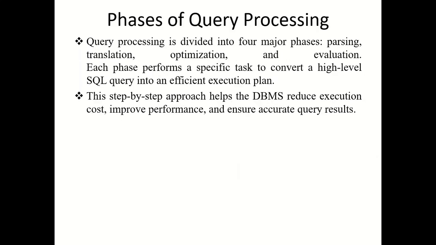So next is the path of query processing. Query processing is divided into four major phases. First one is parsing, second one is translation, third one is optimization, fourth one is evaluation. This path performs the conversion of a high-level query into an efficient execution. This step-by-step approach helps the database reduce the execution cost, improve the performance, and ensure accurate query results.